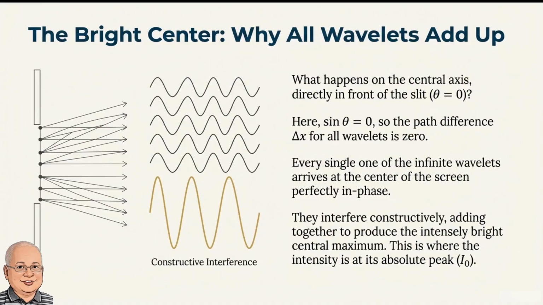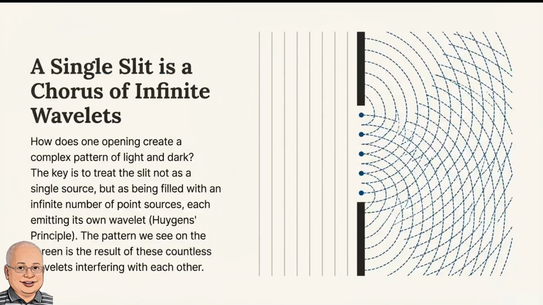So the path difference delta x for all wavelets is 0 here. Every single one of the infinite wavelets arrives at the center of the screen perfectly in phase. So they interfere constructively, adding together to produce the intensely bright central maxima in case of diffraction. This is where the intensity is at its absolute peak, I0. We define I0 as the square of the amplitude of the wave. Next.